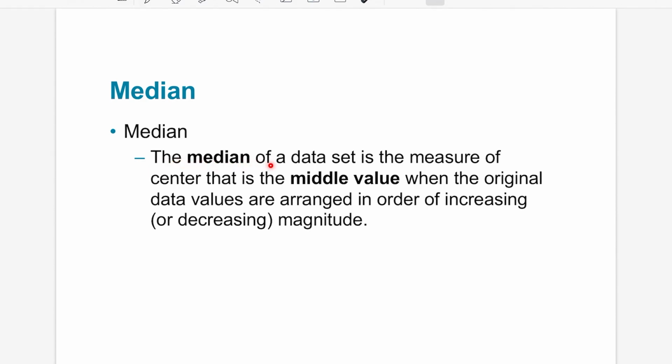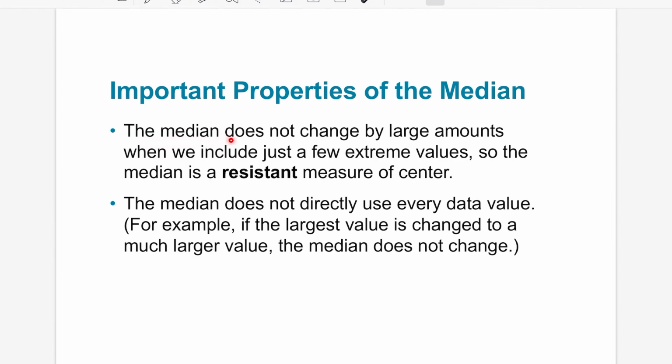The median of a data set is a measure of the center, that is the middle value when the original data values are arranged in order of increasing or decreasing. The median does not change by large amounts when we include just a few extreme values, so the median is resistant. The median does not directly use every data value.